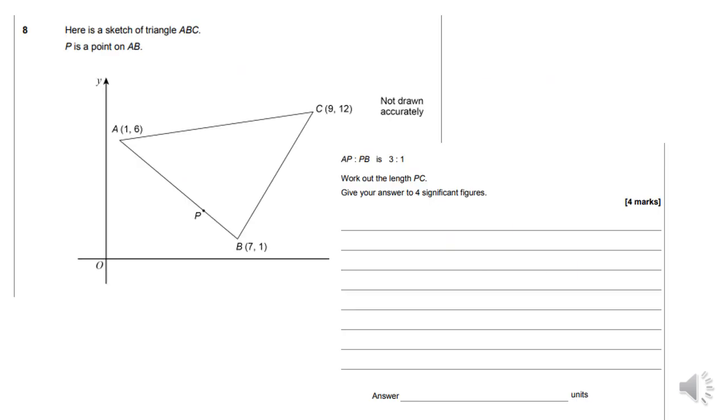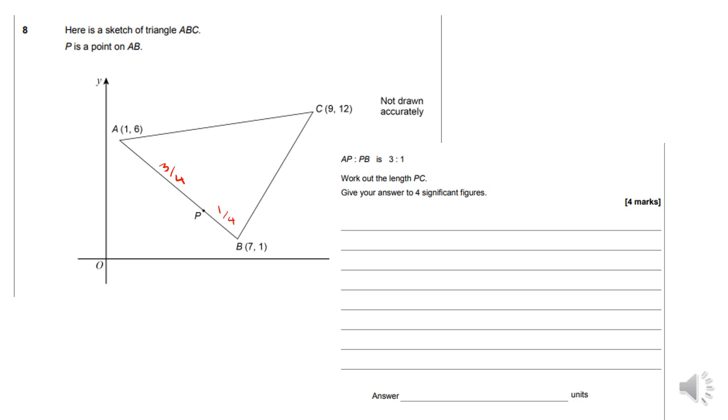Here's a sketch of triangle ABC. Point P is on AB, and A to P to B is 3 to 1, which ultimately means that this bit of the line is 3/4 of the line, and this bit of the line is 1/4 of the line. Once we know that, it becomes a little bit easier to do what we need to do. We want to work out the length of P to C.